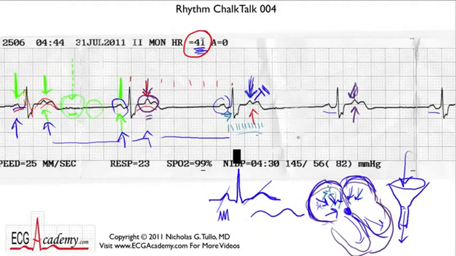So it was an interesting strip. I hope you enjoyed that. These Chalk Talks, as I said, are designed to get you looking at things that you normally won't see in a textbook, and to get you comfortable with reading more difficult tracings. So I hope that helped.